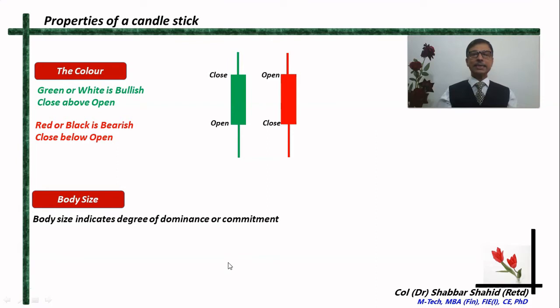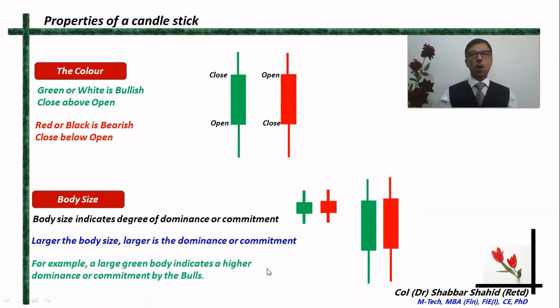The body size indicates the degree of dominance or the commitment by the bulls or the bears. A larger body size would mean that the dominance or the commitment is higher, whether it is a green candlestick or a red one. For example, have a look at the smaller candles. Here, the bulls have been dominant. Here, the bears have been dominant. But to what extent? Just to a small extent. Whereas in these two candlesticks, their commitment or dominance has been quite larger.